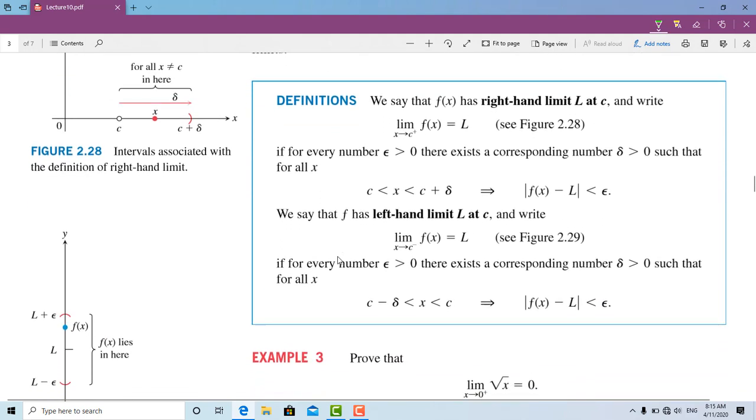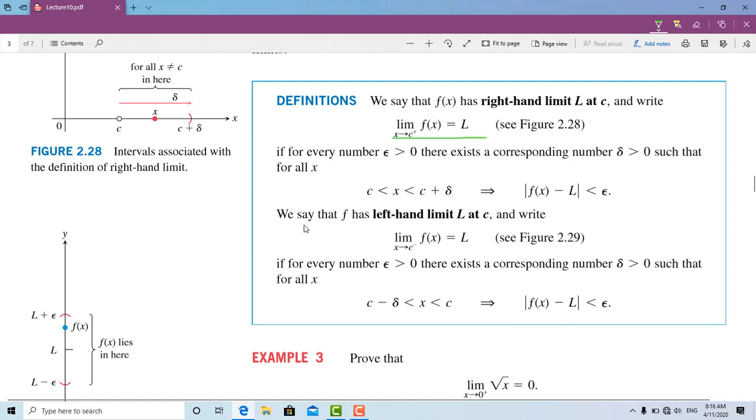Finally, the precise definition of the limit. We say that f of x has right-hand limit L at c, written limit as x tends to c from the right side of f of x equals L, if for every positive number epsilon there exists a corresponding positive number delta such that for all x, c less than x less than c plus delta, the absolute value of f of x minus L is less than epsilon.